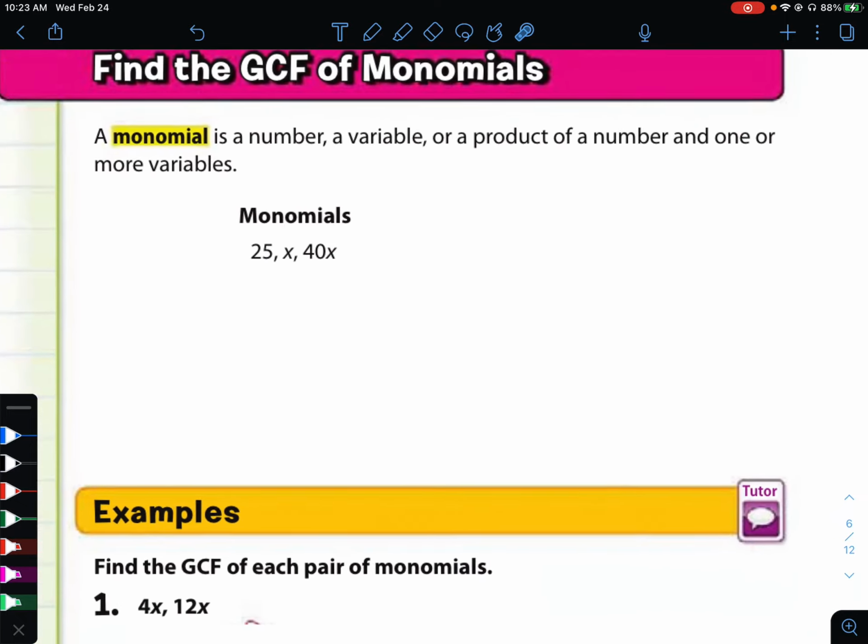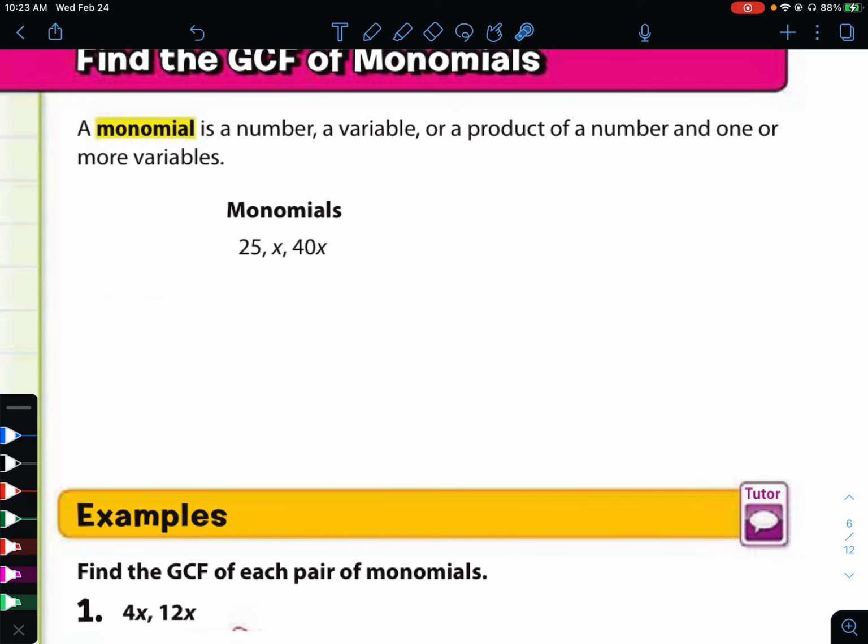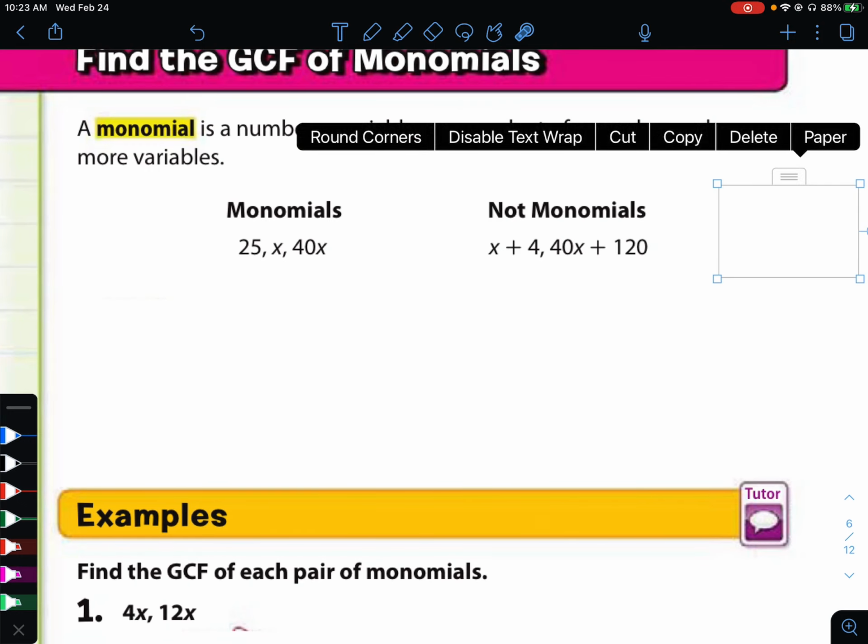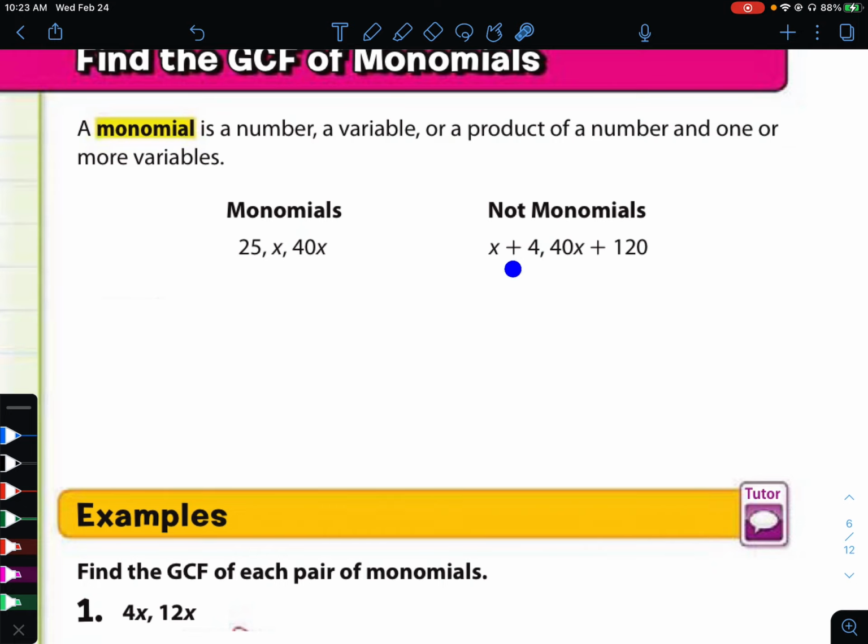Not monomials are on this side. So when you talk about not monomials, we have x plus 4 because it is not a product, it's a sum. 40x plus 120, again, not a monomial, simply because there is the plus sign. It has to be a product, meaning we need to find the multiplication symbol or the operation of multiplication.